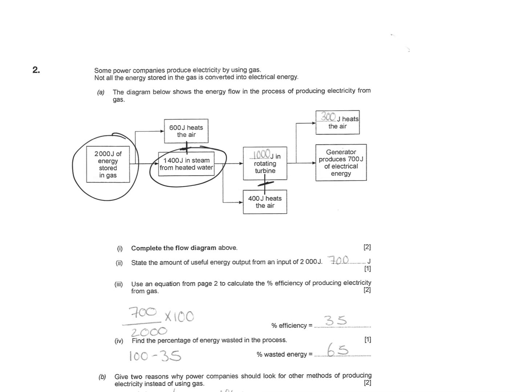So can you see how I managed to get the 1000 there, because it's got to add up to that 1400. Same things happening here. It's got to add up to this 1000 by here. We've got 700, so 1000 take away 700 would be 300. State the amount of useful energy output from the input of 2000. So the amount that is useful at the end is that 700 joules, which produces the electrical energy.